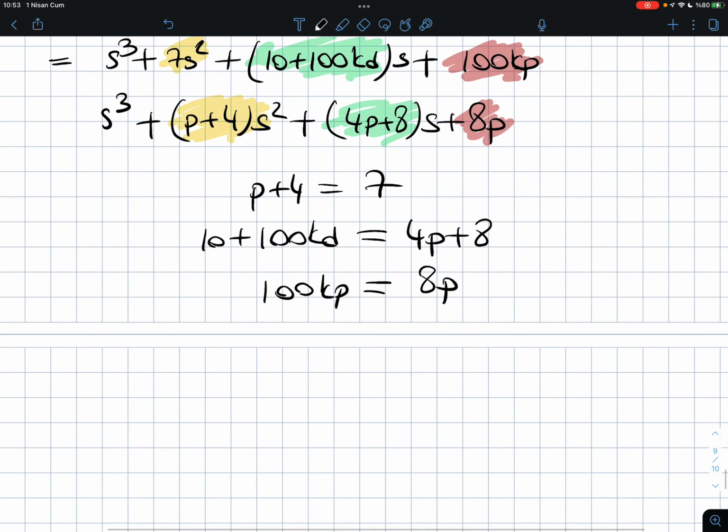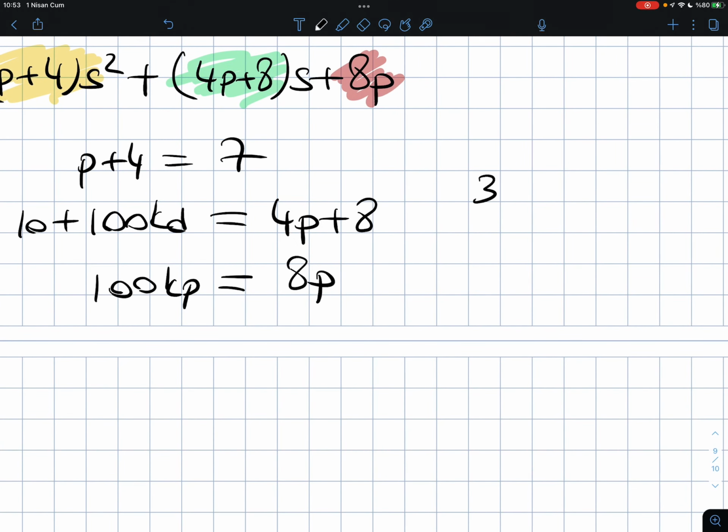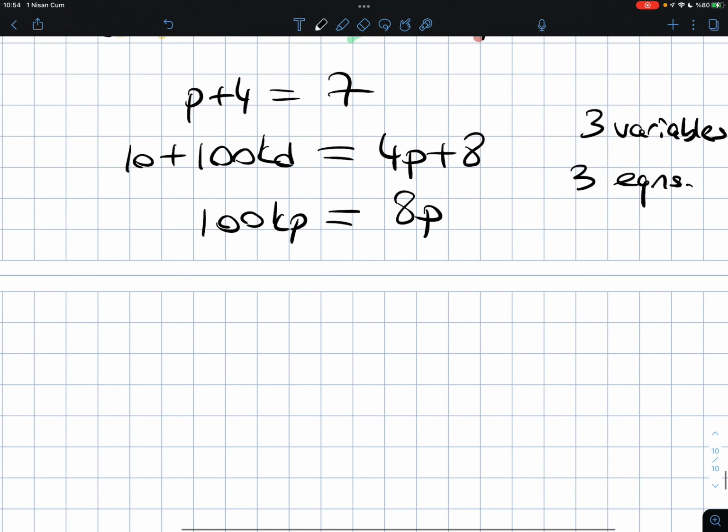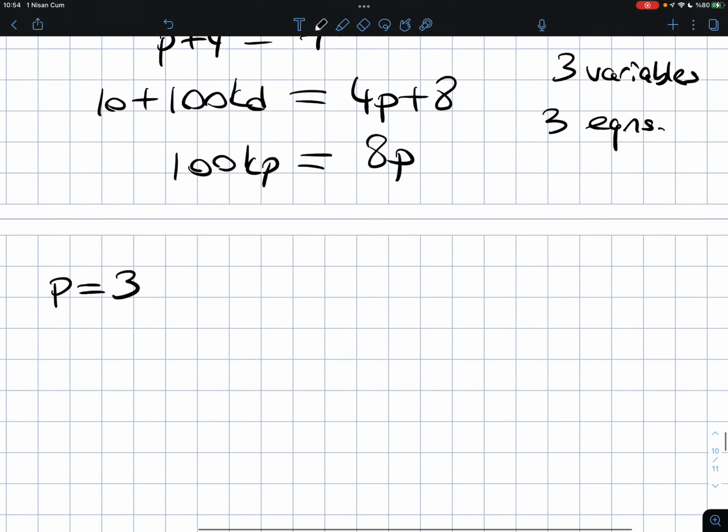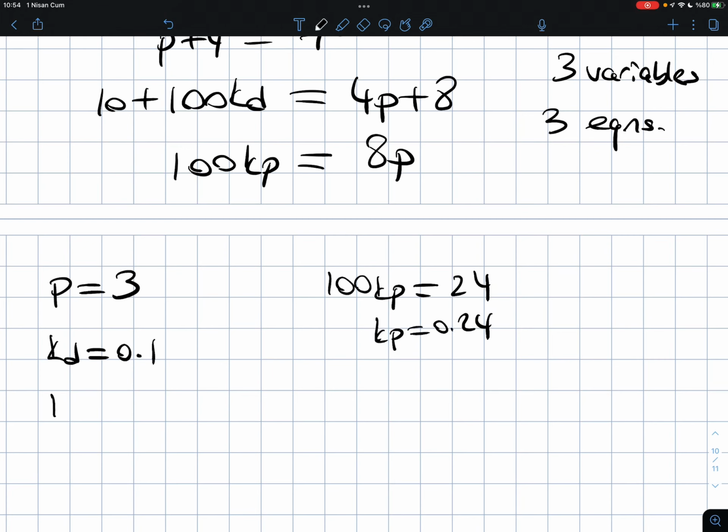Now, if we count the variables here, we have, of course, 1 equals 1, but I didn't write it down. We have p, Kd, and Kp, three variables, and three equations. Therefore, we can solve this set of equations. It has a unique solution. And we can see, for example, that p is equal to 3. That's one thing. And then 10 plus 100 Kd is equal to 24. No, it's not equal to 24. It's equal to 20. I'm sorry. So let's subtract 10. Then it should be equal to 10, divided by 100 gives us Kd equals 0.1. Now let's solve the last one here. 100 Kp should be equal to 24. Kp is equal to 0.24.